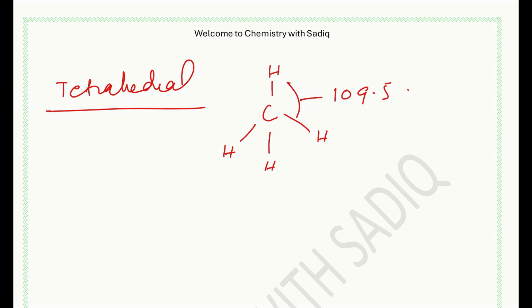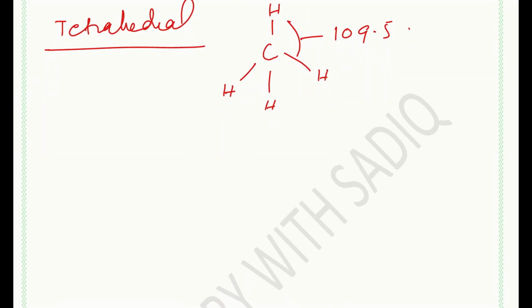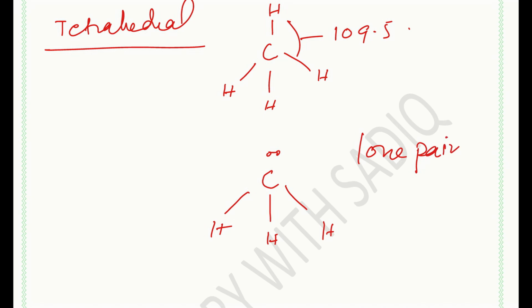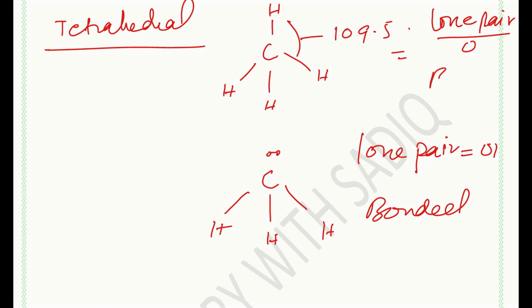So it will become like this, let me draw once again. It will be C with one, and the structure will be like this, where you have a lone pair and bonded pairs. Lone pairs are now 1, and in the previous structure there is no lone pair, so we only have bonded pairs. And how many bonded pairs are there? 4. And here the bonded pairs are now 3.